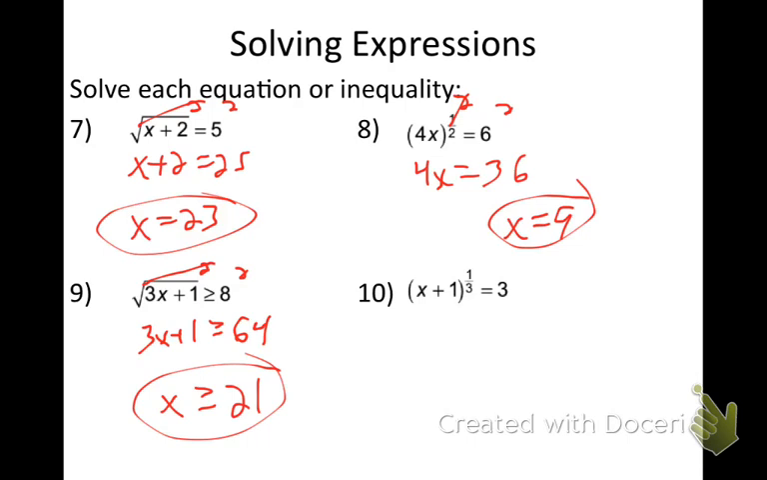And then number 10. Recognize it's a 1/3 power. What undoes a 1/3 power, Pat? I go by 3. So I get x plus 1 equals 27. X equals 26 then.